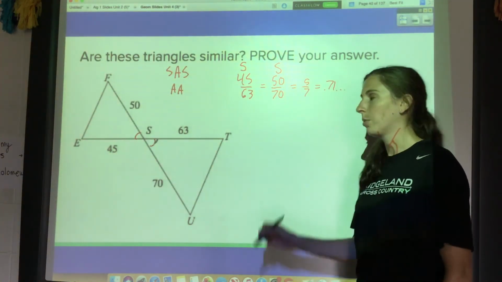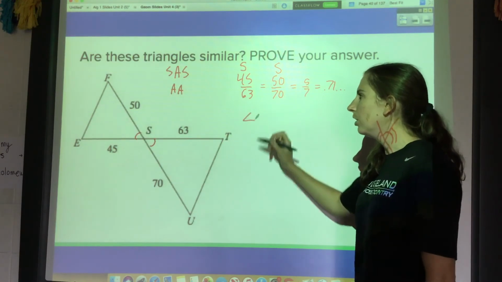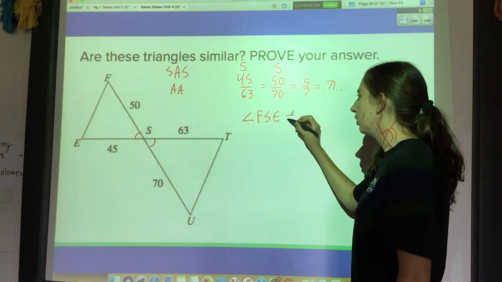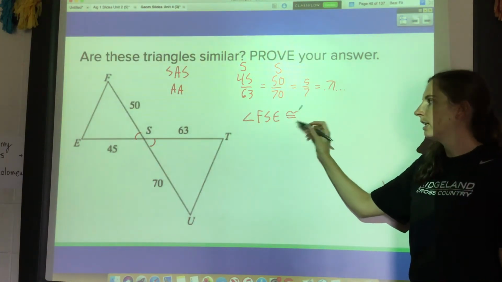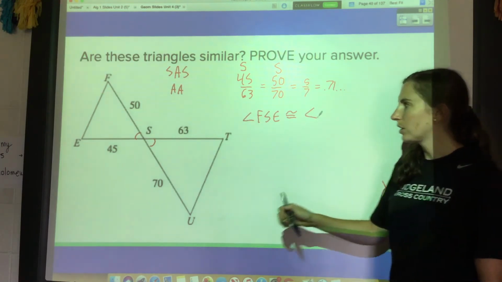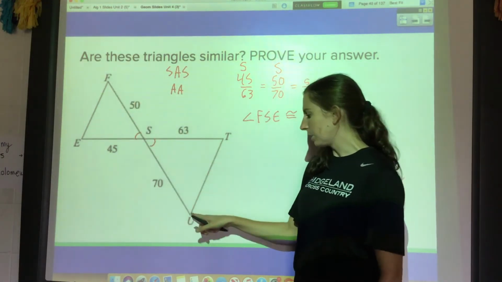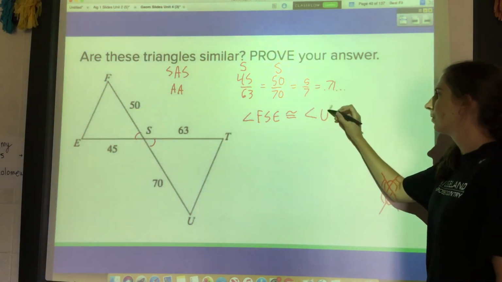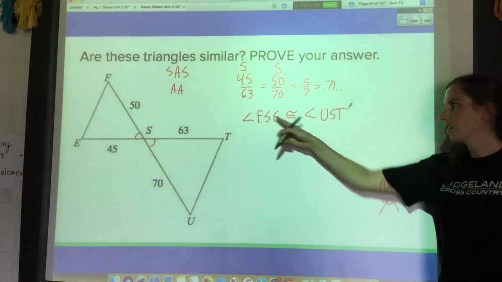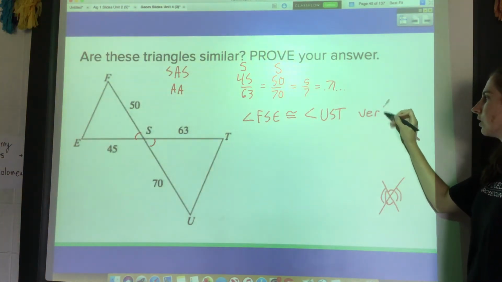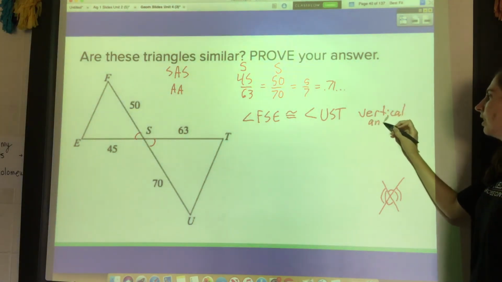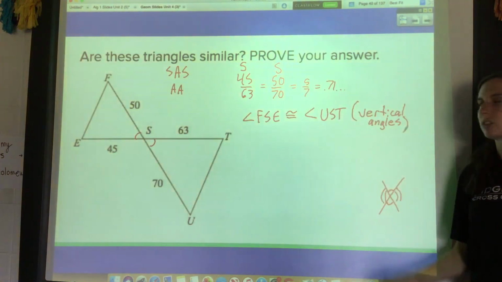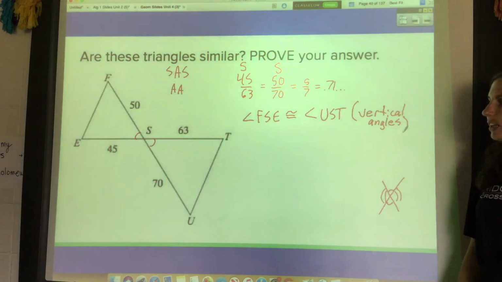So I'm going to write that as part of my proof. So angle FSE is congruent to, remember this means congruent, it's congruent to angle, if I started with F here, I'm going to need to start with U and go down the long side first. So UST. And the reason I know that those angles are congruent is because they're vertical angles. So I'm going to write that. They're vertical angles. That's like the reason. I could put it in parentheses, I could put like an arrow to it, just write it next to it, but it's because they're vertical angles.